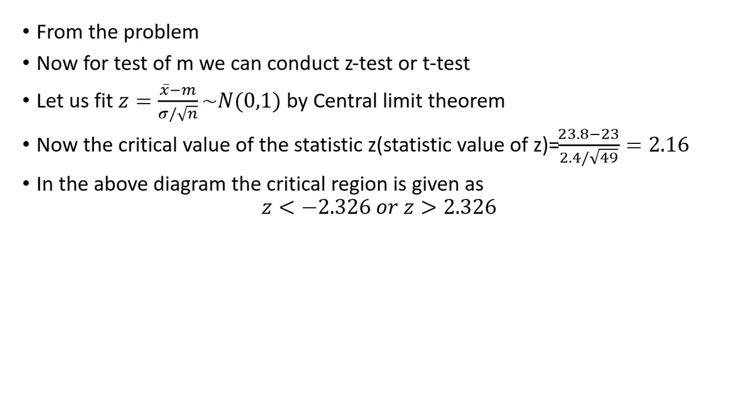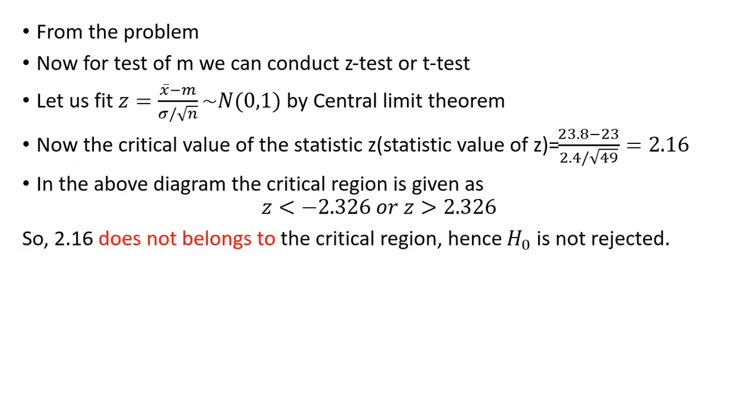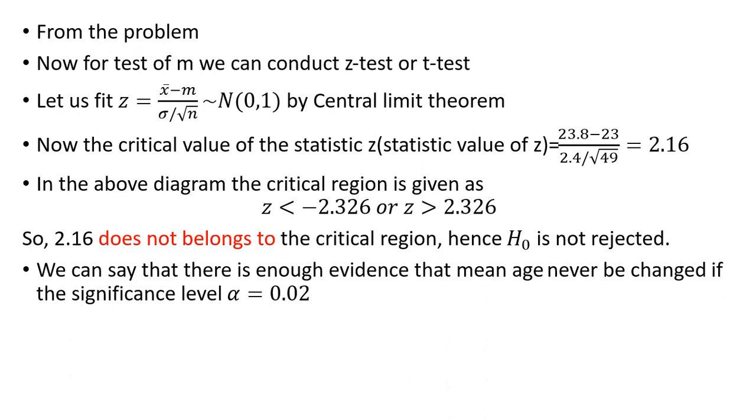So look at the statistic value, it is 2.16. This time 2.16 does not belong to the critical region, so here H0 will not be rejected. We can say that this is the conclusion of this problem: there is enough evidence that the mean age never changed if the significance level alpha equals 0.02. So everything depends on the significance level.